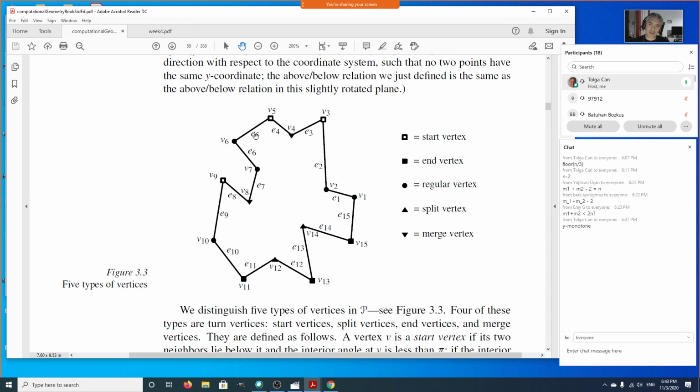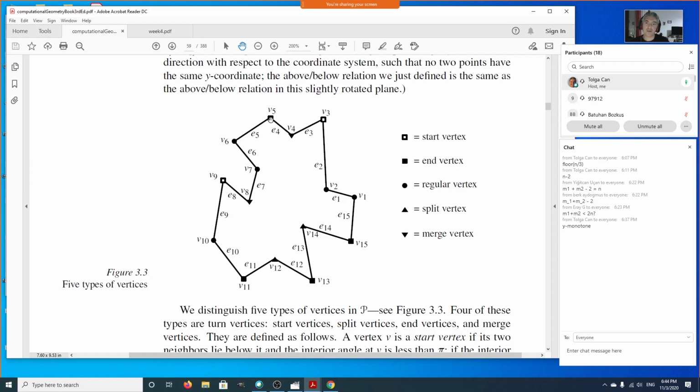So if you look at V5, both of its neighbors are below it. And if the angle we make at the interior of the polygon is less than 180 degrees, then this vertex is called a start vertex. In other words, it's a local top vertex. A start vertex is locally the top of the polygon. The polygon is below it.